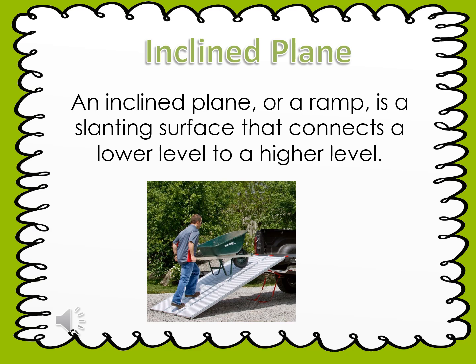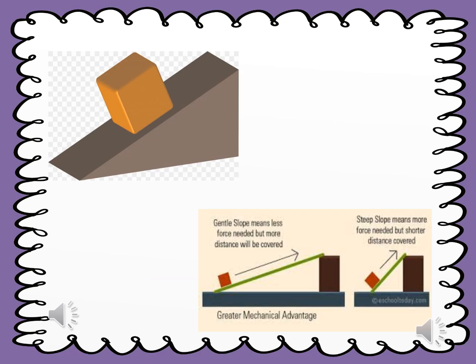You can say it is an inclined plane or it can be a ramp, which is a slanting surface that connects the ground to the truck. It's connecting the distance between the truck and the ground. An inclined plane is always used to move things from a lower level to a higher level.